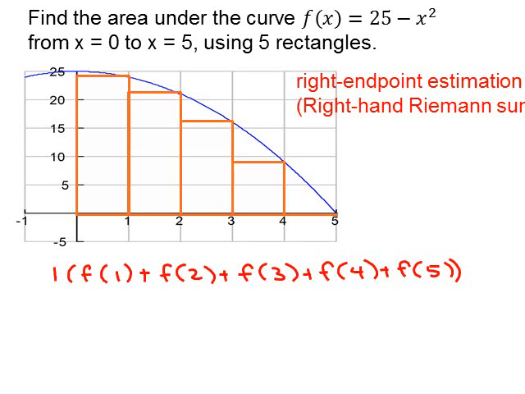The right endpoint estimate, or right-hand Riemann sum, would look like this. Notice that the upper right corner of each rectangle is a point on the curve. So the height of the first rectangle would be f of 1 here instead of f of 0. You can see from the diagram that the right endpoint estimation will be an underestimate of the actual area under the curve. So do you think right endpoint rectangles will always result in an underestimate?